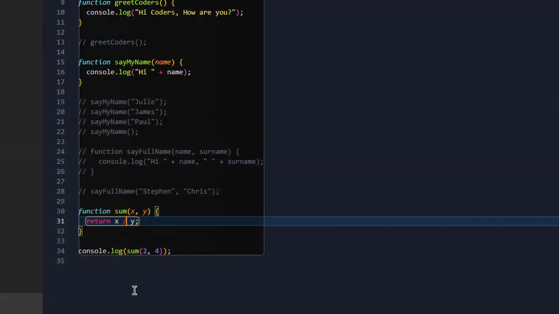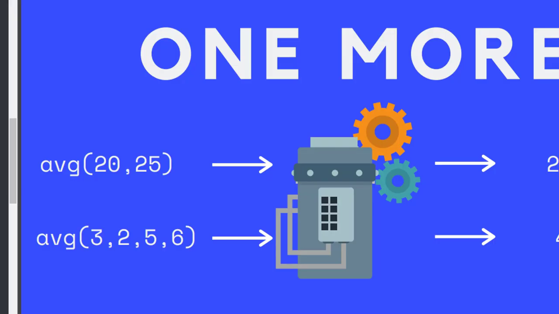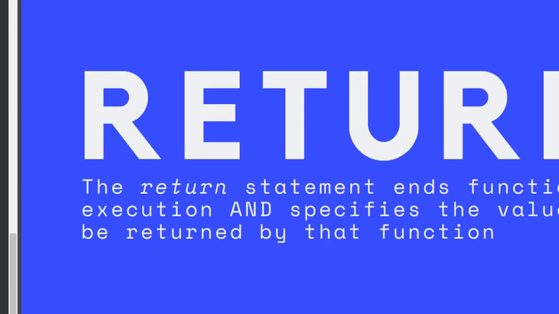So basically the idea is that we are passing arguments to it. Now I'm sure you're asking, what is this return statement? So instead of using console.log, we can return the values of our functions. Let's look at our reference material for what return does. It says the return statement ends function execution and specifies the value to be returned by that function.